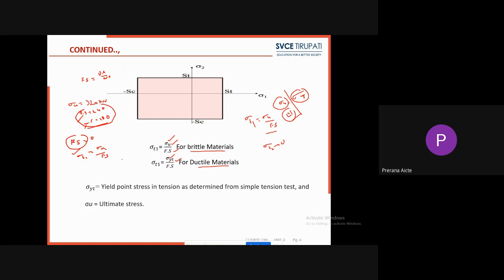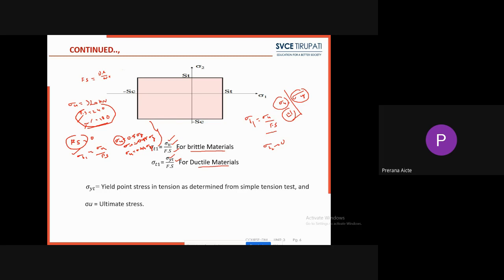Or sometimes sigma U, the ultimate stress, is equal to 0.5 times sigma Y, or sigma YT, for steel material. If it is steel material, the ultimate stress is 0.5 sigma Y. If it is ductile material, the sigma U value is 0.55 times sigma Y. Please remember. If it is brittle material, sigma U is equal to 0.44 times sigma Y. These three values are very important if they do not give any data in the given problem.